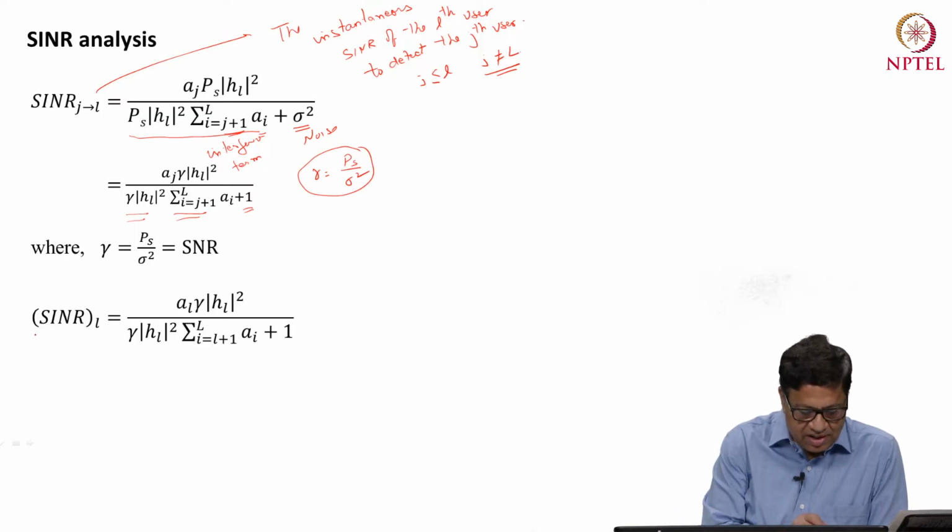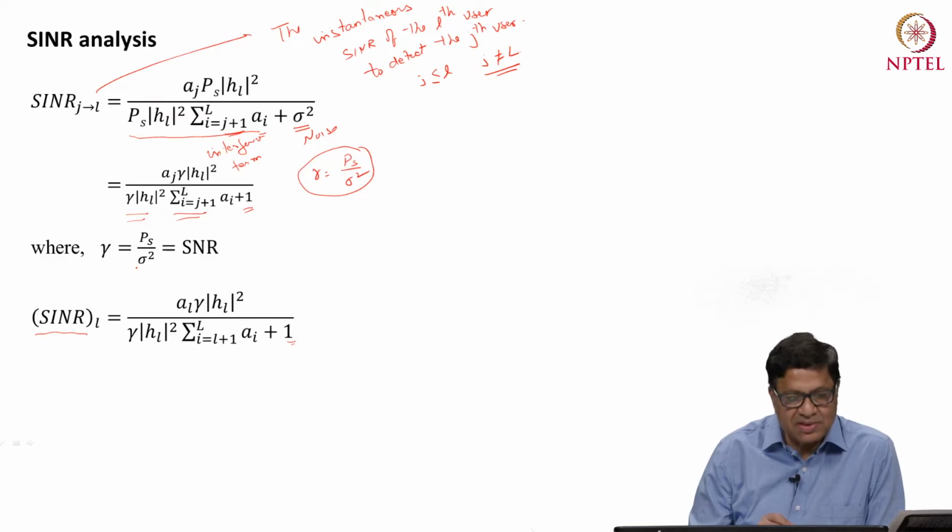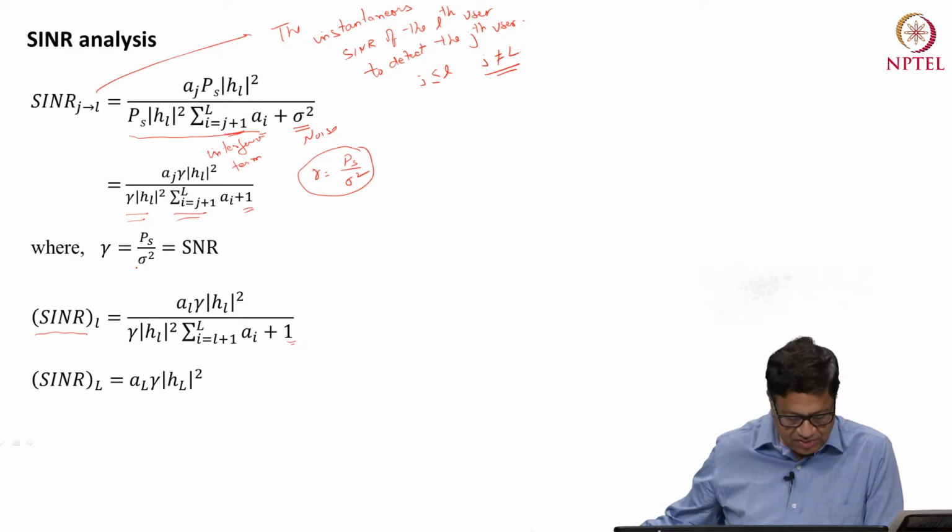So SINR for the Lth user will be A_L gamma |H_L| square divided by gamma |H_L| square summation i is equal to L plus 1 to L. This is again the interference term, and here it is 1 because I have replaced P_S by sigma square as gamma. So SNR for the Lth user is given as follows.